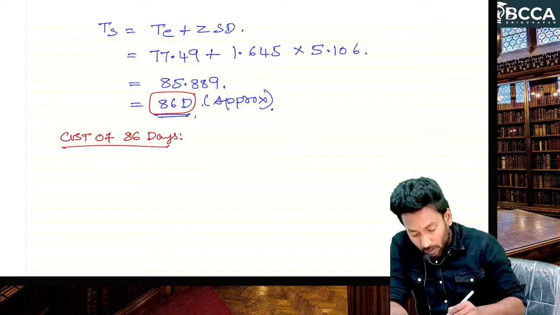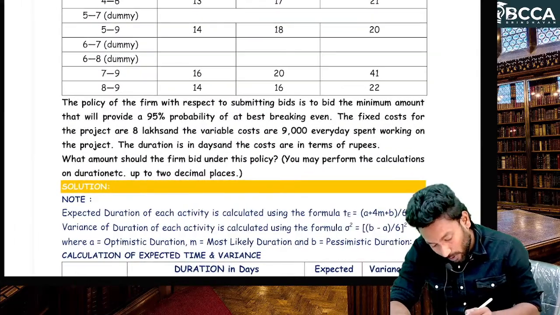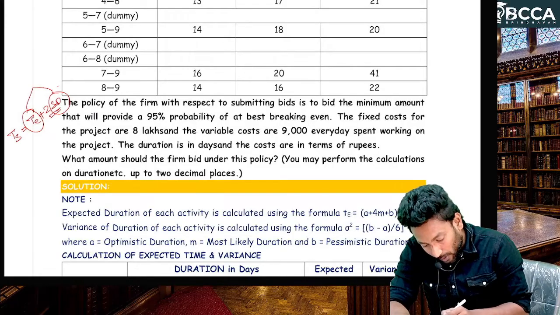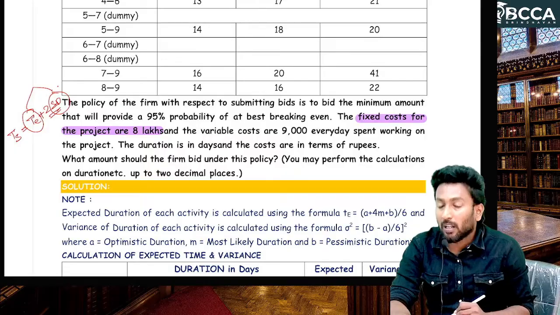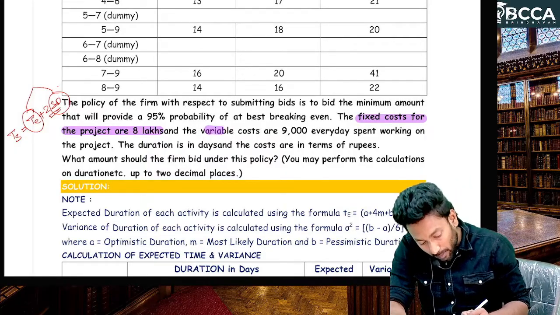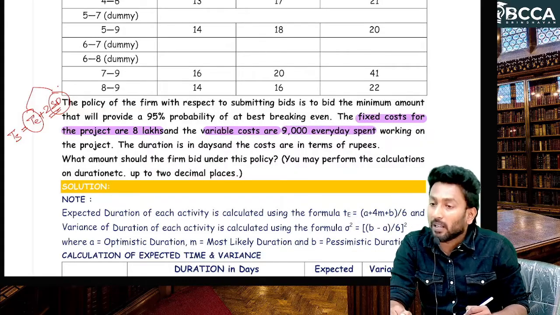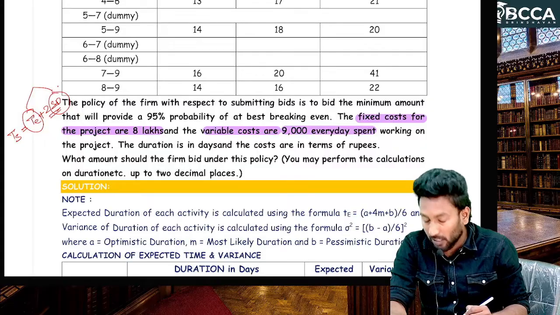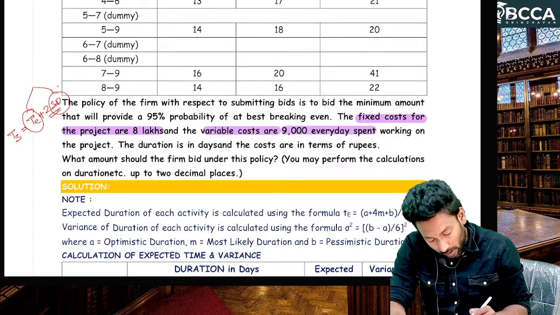They have given data in the question. The fixed cost for the project is 8 lakhs, irrespective of project duration. Our fixed cost is 8 lakhs, and variable costs are 9,000 every day spent, per day 9,000. So how many days are we spending? 86 days, working on the project duration, standby cost in terms of rupees.